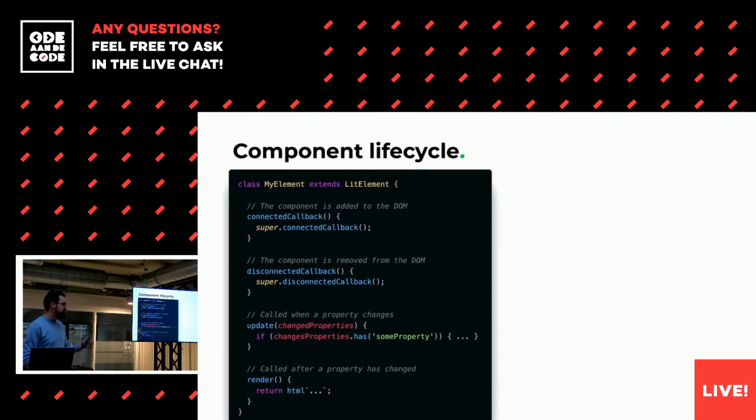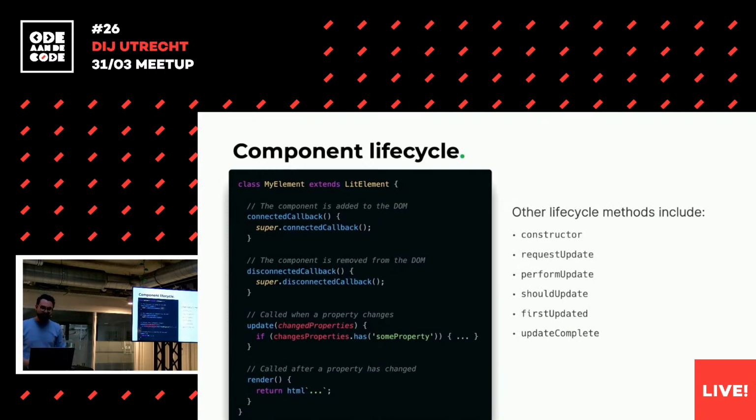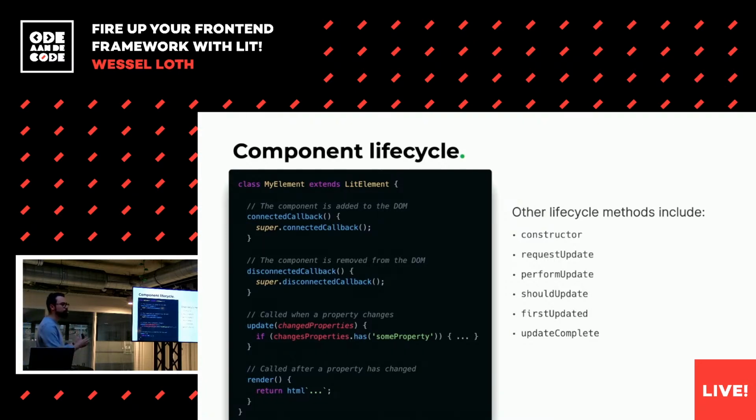And finally, there's the render function, which is called after every property change on the component. There's also some others. You probably won't need them if you're just building basic components, but it's good to know that if you want to do stuff very closely tied to performance, before rendering, after rendering, there are possibilities to do so.